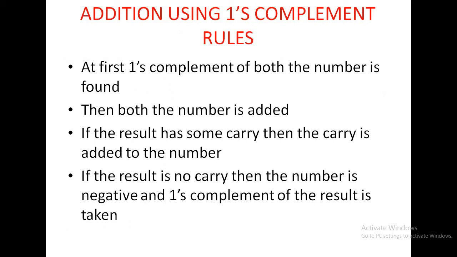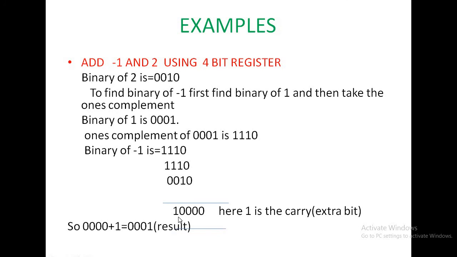And what is the rule? If the result has some carry, then the carry is added to the number. That means 0000 plus the carry 1 gives 0001 as the result. Minus 1 plus 2, what is the result? 1. So my answer is correct.